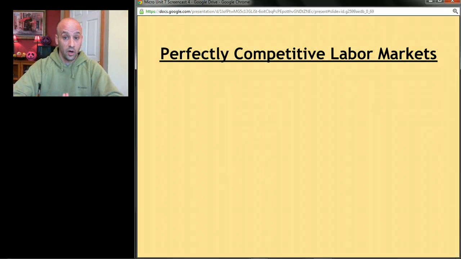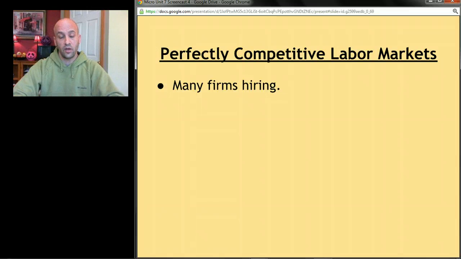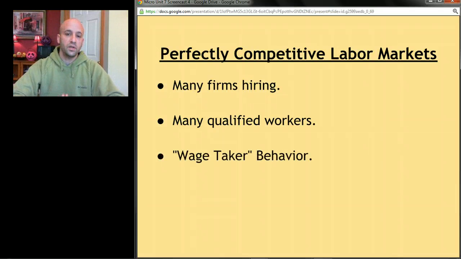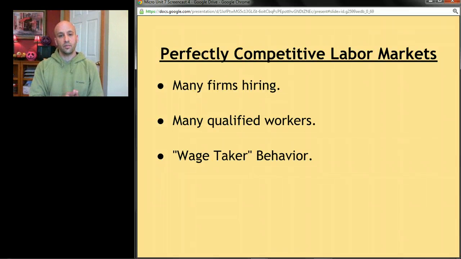Okay, we're going to start out with perfectly competitive labor markets. A perfectly competitive labor market is one where there are many firms that are hiring, hundreds or thousands of places that you can potentially go to work, and many qualified workers, hundreds or thousands of people that could theoretically do those jobs. Just like in perfect competition in the product market, where each firm was a price taker, in a perfectly competitive labor market, each firm is going to be a wage taker. In other words, they're not going to have any control over the wage that they pay.